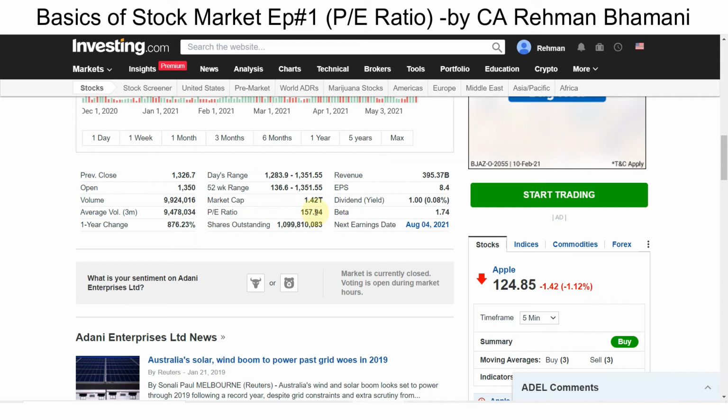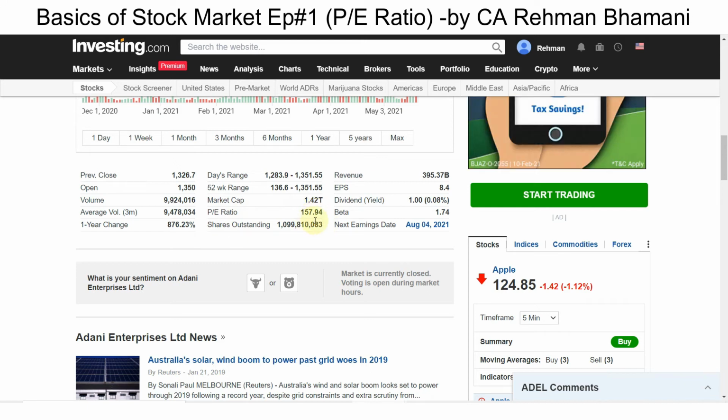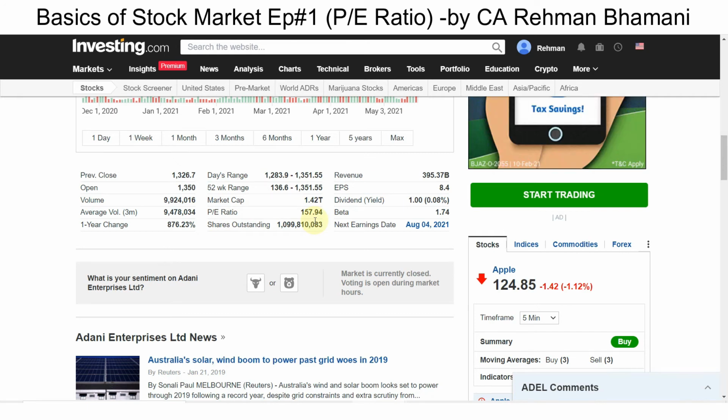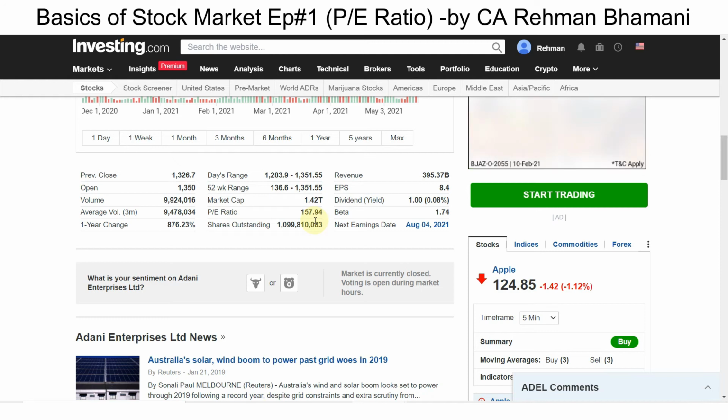Going to our next example, Adani Enterprises. The PE ratio of Adani Enterprises is 157. Yes friends, it is 157. So if the company continues to earn the same rate of income which it is earning right now, it will take you 157 years just to recover your cost. Let us see one more example.